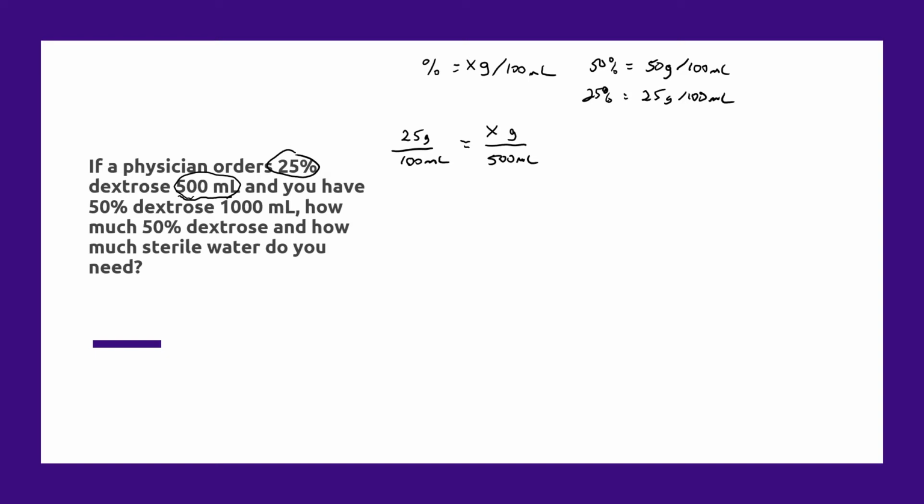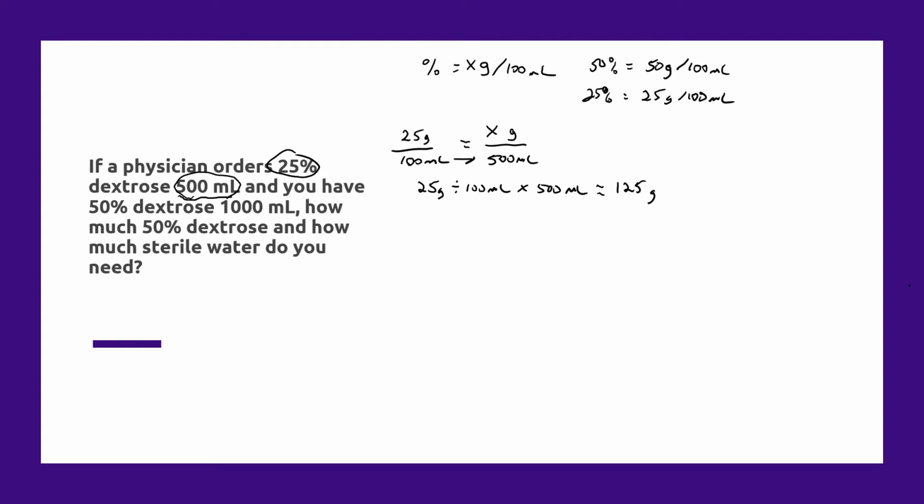To solve this, we simply solve that left-hand side. So 25 grams divided by 100 milliliters, and then you cross multiply that by 500 milliliters, and we get, let me take out my calculator here, 25 divided by 100 times 500. So this is going to be 125 grams. So we need 125 grams of dextrose.